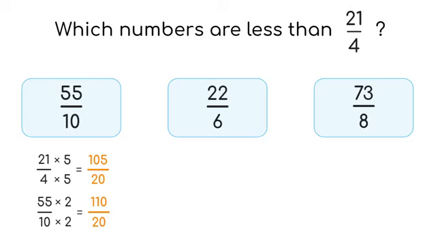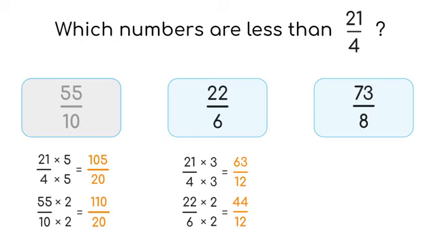Now it's easy to compare. 110 over 20 is greater than 105 over 20, so this cannot be our answer. Next, we'll do the same for 22 over 6. The least common denominator for 4 and 6 is 12. We can rewrite 21 over 4 as 63/12 and 22 over 6 as 44/12. Now we can see that 44/12 is less than 63/12, so that one works.